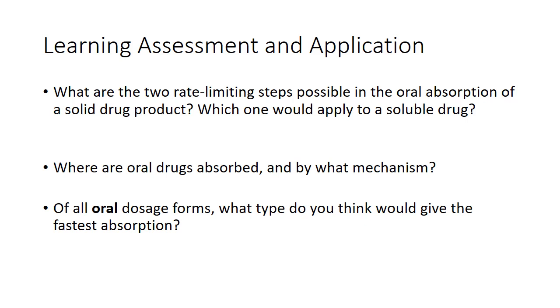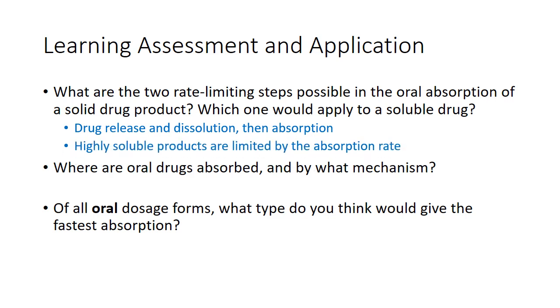So the two rate limiting steps would really be drug release and dissolution, and then absorption. You could also say disintegration, then dissolution, then absorption as three steps if you'd like. Highly soluble products are limited by the absorption rate. If something is very soluble, the rate limiting step is not going to be the dissolution, it's going to be the absorption, right? Because it's already dissolving very rapidly, so it'll kind of be stuck in the GI tract while it's getting absorbed.